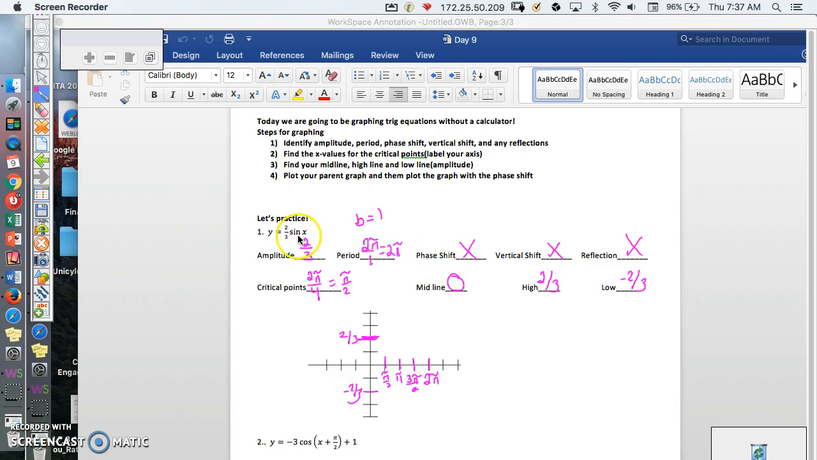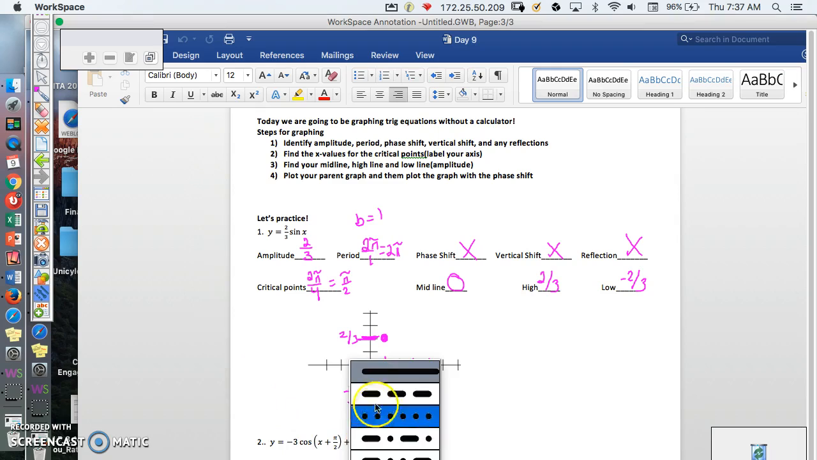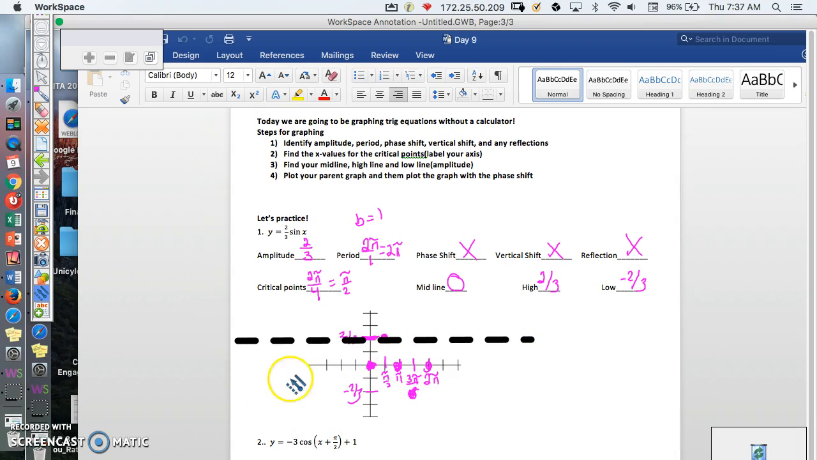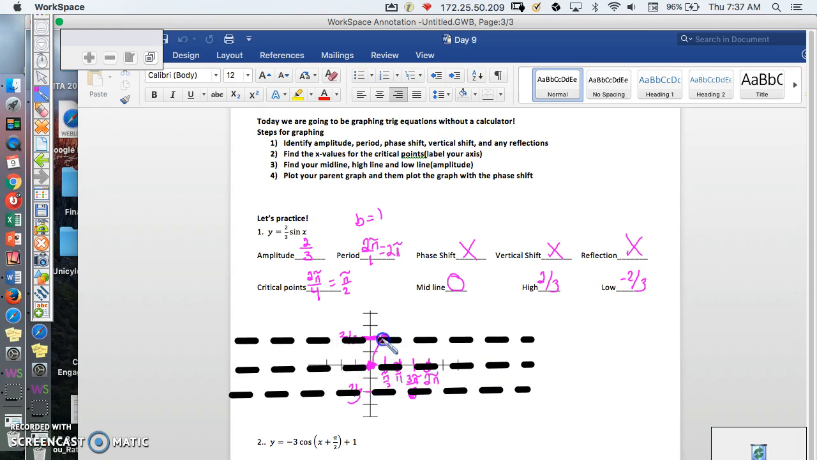This one is a sine. So we know sine starts in the middle and goes up. So middle, high, middle, low, middle. And sometimes I even dash in the high line, so I kind of know there's the high, the mid, and the low, just so I know where I'm going. So this one looks like that. It has to be middle, high, middle, low, and then we'll end at the middle. So we have our graph there.